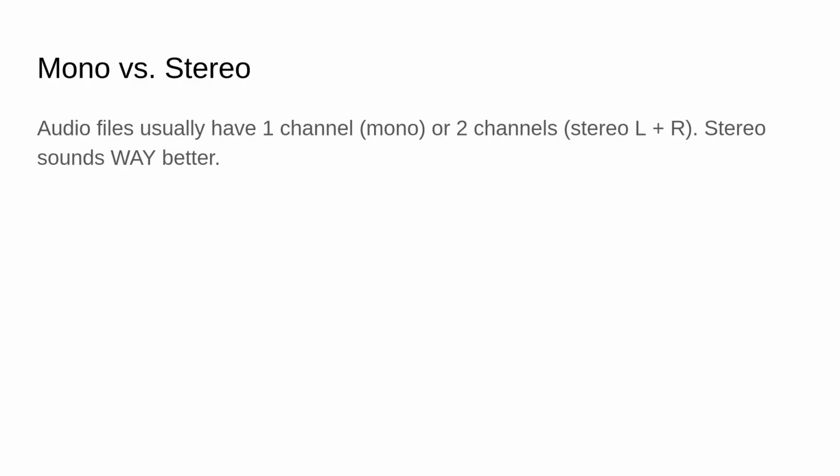So to start, audio files usually have one channel, which is called mono, or two channels, which is called stereo. And those two channels usually correspond to a left speaker and a right speaker. And so a stereo audio file will have two waveforms, two streams of information, one for the left channel and one for the right channel. Stereo sounds way better. We'll see that when we get to actually mixing. I'll demonstrate the difference between what mono and stereo sounds like, but just trust me on it for now.